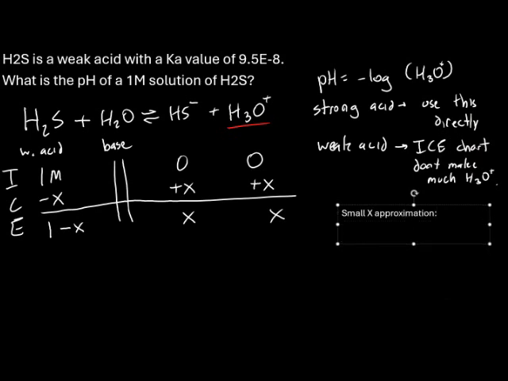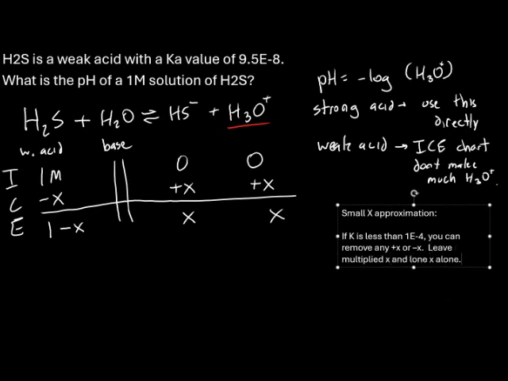For the purposes of this class, you can say that if your K is less than 1 times 10 to the negative 4th power, we can cancel out any plus x's or minus x's. However, we must leave multiplied x's and lone x's alone. What that's going to change here is this minus x. We can safely assume this minus x will be very small compared to 1, and so we'll say since it's so small, it may as well be 0. This leaves just a 1 behind for our H2S.